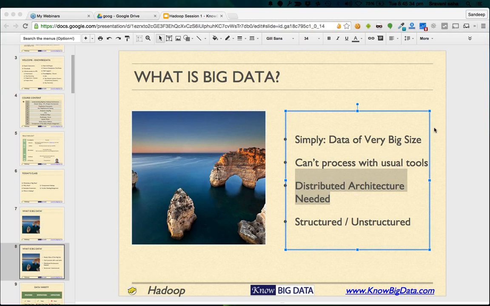There are two more questions. Madhusudan says big data is four V's: volume, velocity, variety, and variance. Okay, Madhusudan, good point. The fourth V is not variance, it's veracity. We will talk about it later.